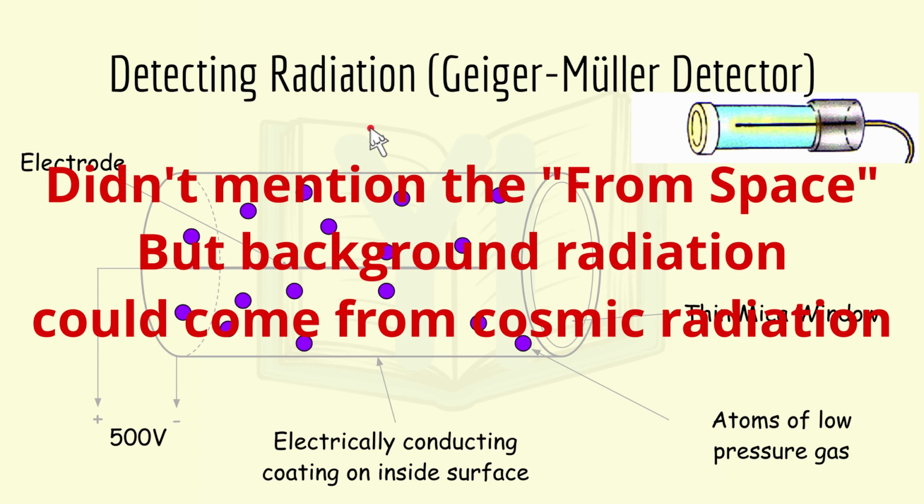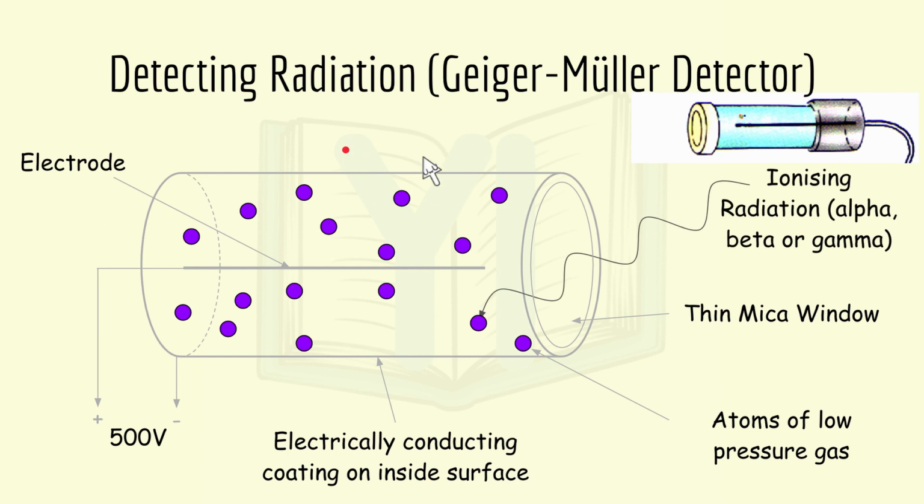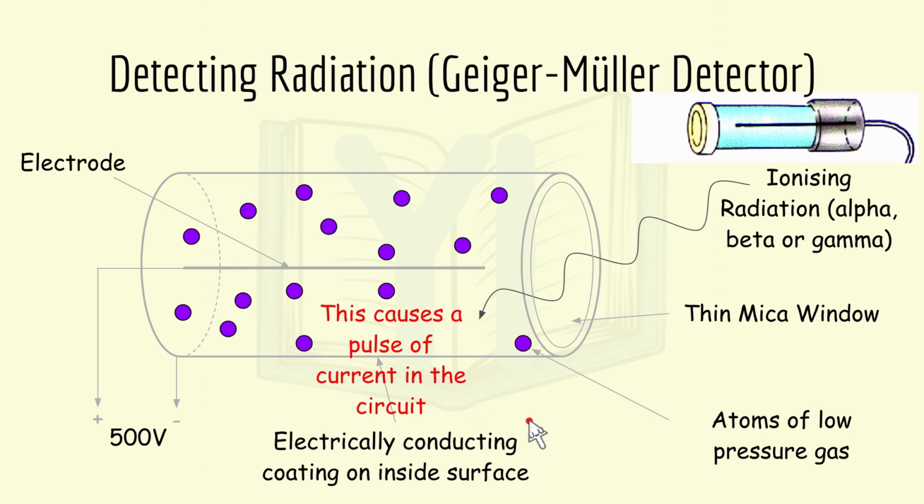And we'll move on to detecting radiation with the Geiger-Müller detector. Here's a basic setup. We have an electrically conducting coating on the inside surface, atoms of low pressure gas over here, a thin mica window, and an electrode. Here's what will happen. The ionizing radiation like alpha, beta, and gamma hits the atoms of low pressure gas, and this in turn causes a spark caused by ionization. And then this causes a pulse of current in the circuit.